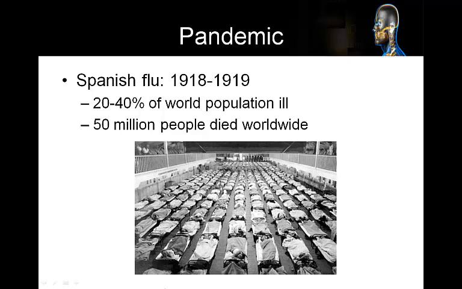If we look at pandemics, an example that happened in the early 1900s is the Spanish flu. Spanish influenza impacted 20 to 40% of the entire world population. All right, so if we're talking about the world population falling ill and not dying, this is essentially a morbidity rate. 50 million people died worldwide, so that's mortality.